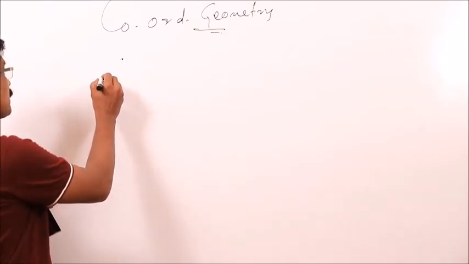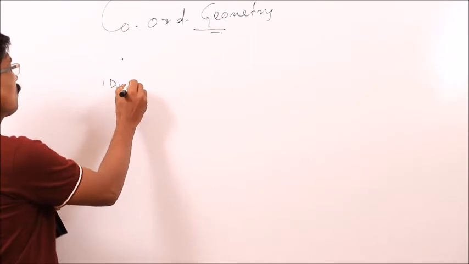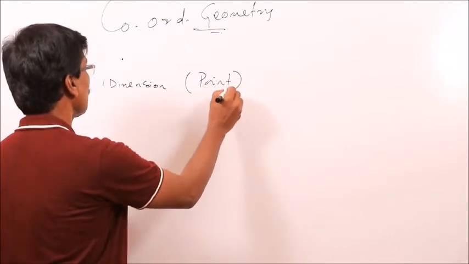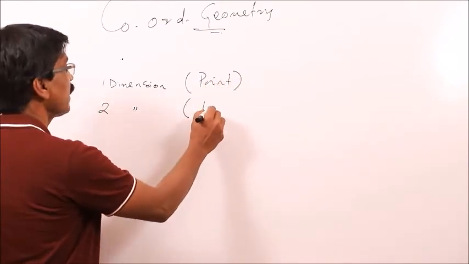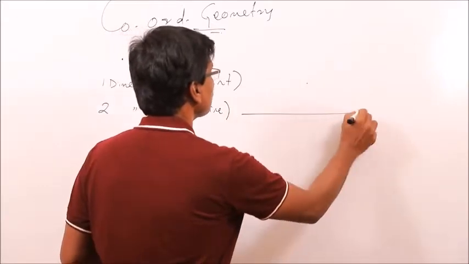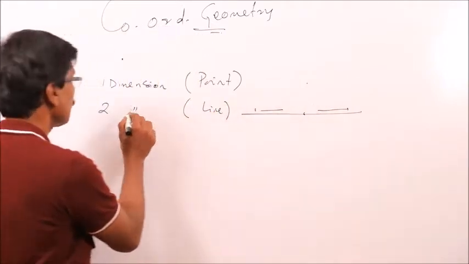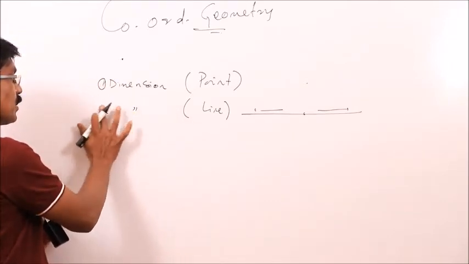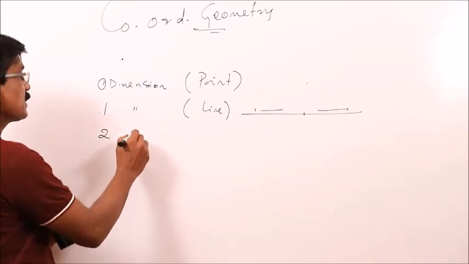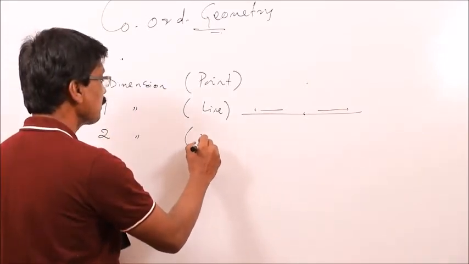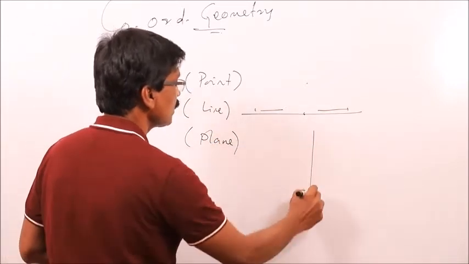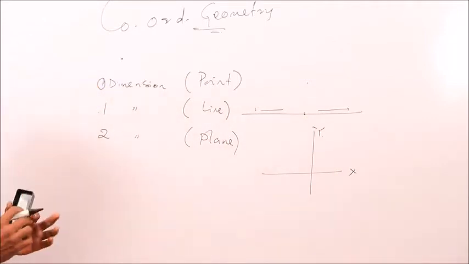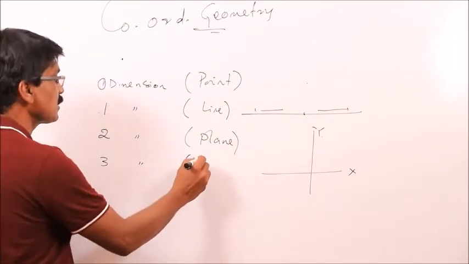A plane is considered to have dimension. Sorry, zero dimension is a point, one dimension is a line, and two dimension is a plane, that is considered to have two axes, x and y axis. So it is divided into four quadrants. Similarly, three dimension is considered to be space.